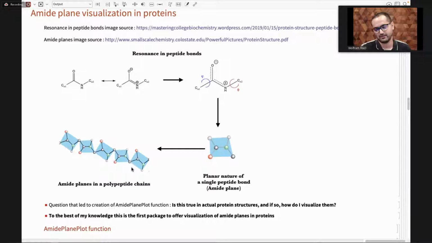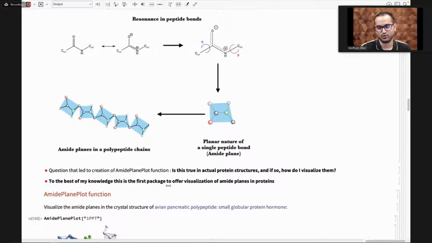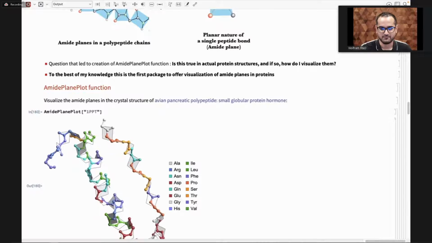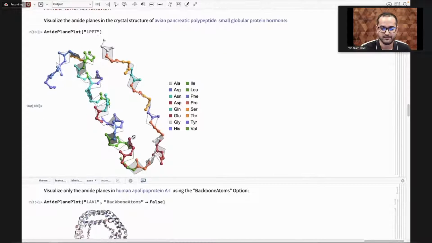So to improve my own understanding and help educators explain amide planes in the context of real proteins to students, I created this function to see whether it is really applicable in the context of real protein structures. And to the best of my knowledge, this is probably the first package to offer this visualization in proteins. If you use the amide plane plot with the PDB ID, you can see amide planes in the context of a real protein, which is avian polypeptide here. And you can see the peptide bond and other atoms indeed lie in the same plane here, right?